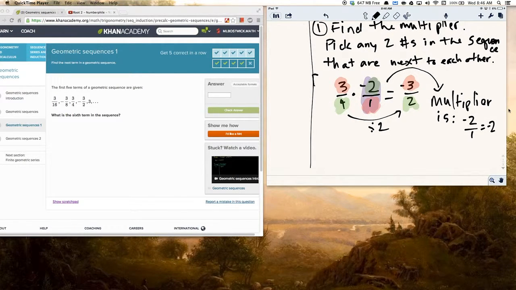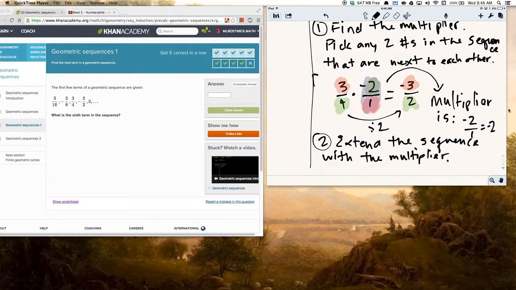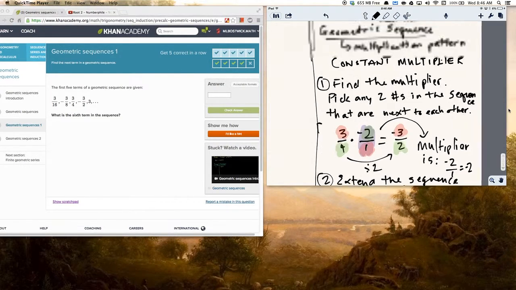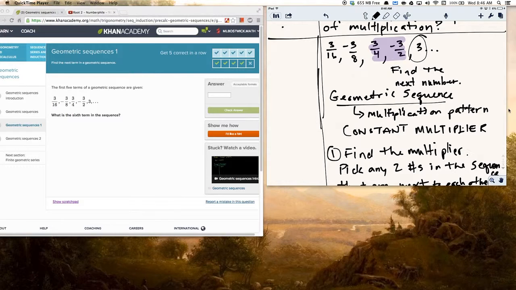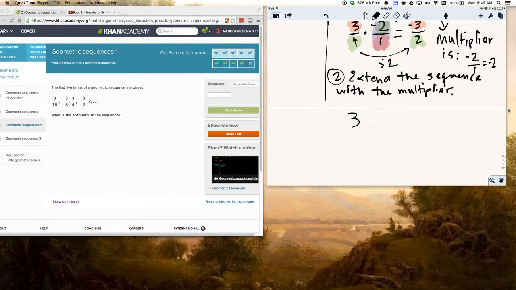The second step to these things is to extend the pattern, or extend the sequence with the multiplier. Okay, so the sequence right now ends with the number 3. So I'm going to take the number 3. I'm going to multiply it by what I found to be the constant multiplier, -2. And so 3 times -2 is -6. And so that is the next term of the sequence.